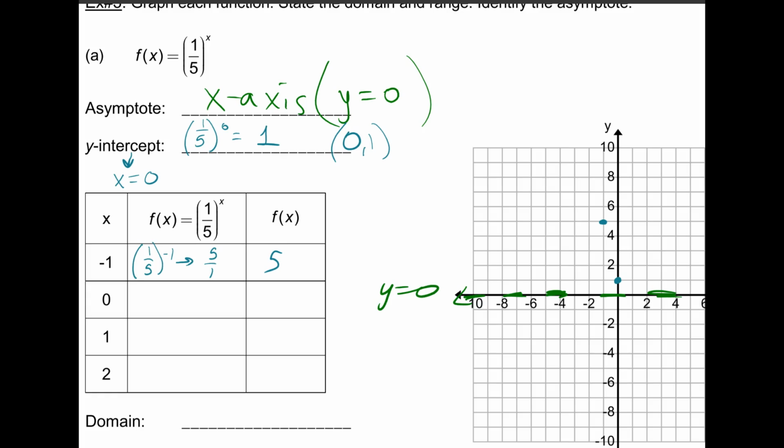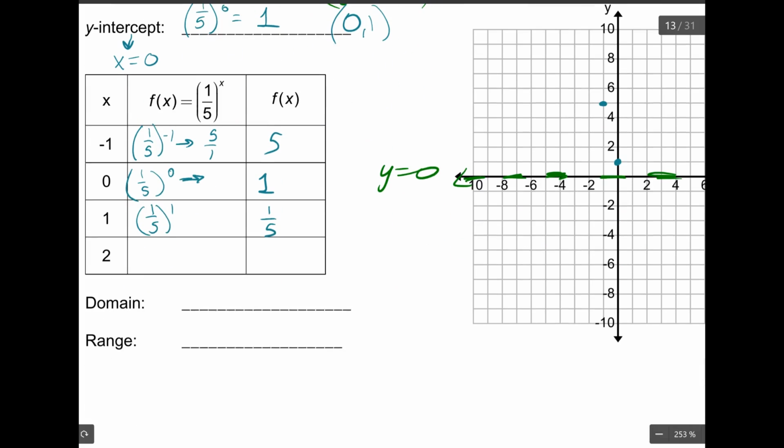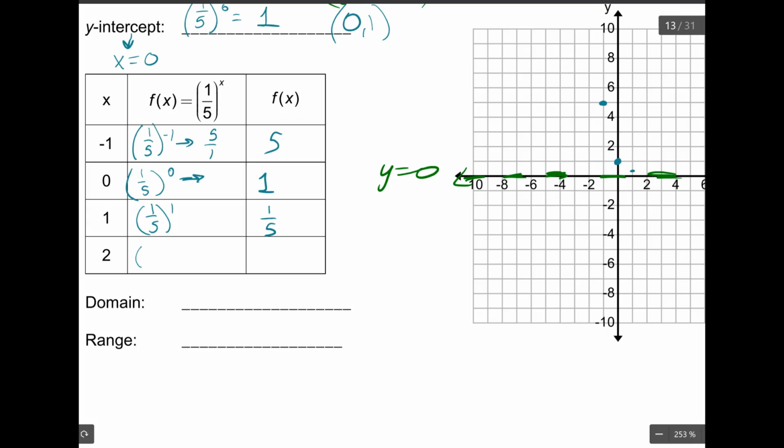All right, plug in 0. We already know what that will be because that was our y-intercept. Plug in 0, I have a y value of 1. Already plotted that. Plug in 1. What is 1/5 to the 1 power? 1/5. Oh my gosh, 1/5 is about right here. Okay, and then 1/5 to the second power. That's 1/5 times 1/5. 1/25.